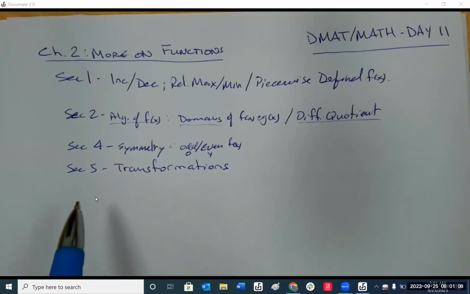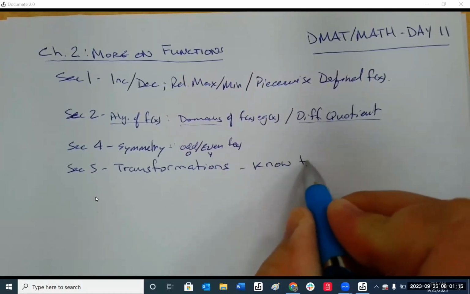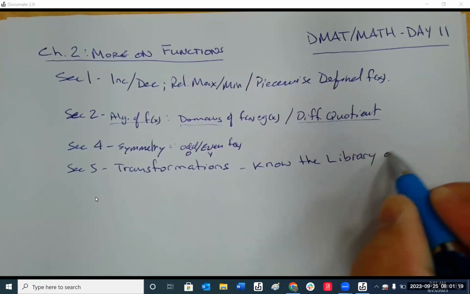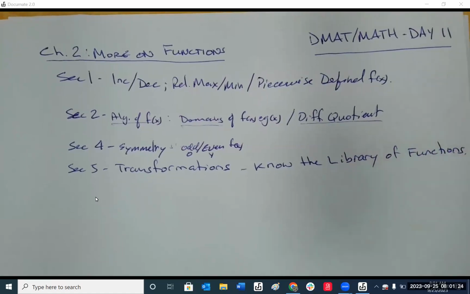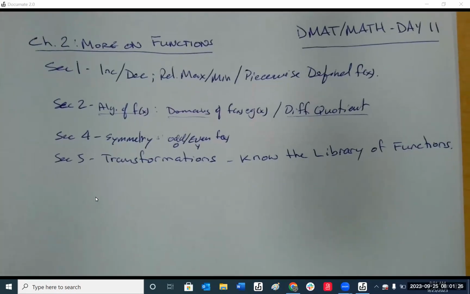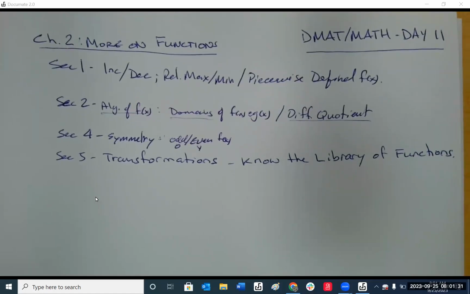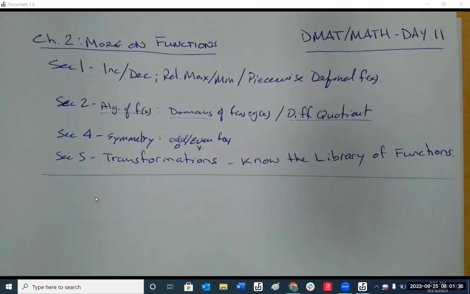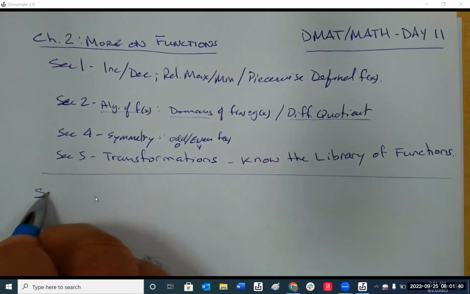Last section will be section 5, transformations. This is where you need to know the library of functions, because the better you know those 12 functions, the easier that section is going to be. All right, as I said, we discussed a little bit in section 1.